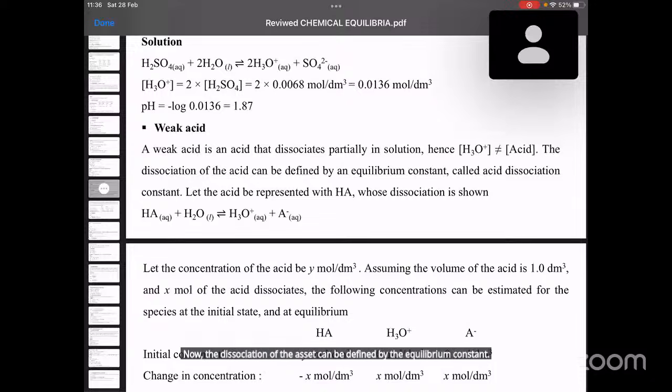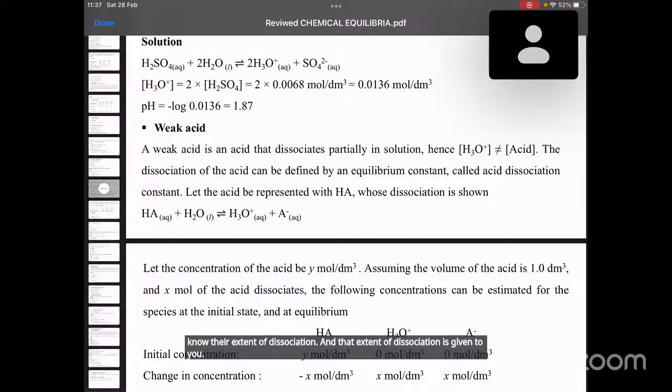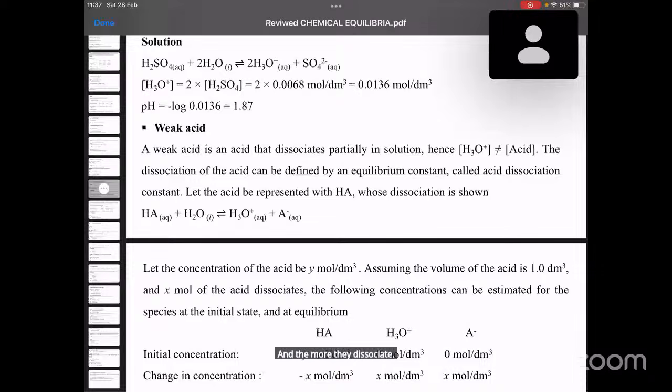That is, to be able to calculate the amount of hydrogen ion you have for every mole of that acid, you must know their extent of dissociation. And that extent of dissociation is given to you. And this is important because you can't have the hydrogen ion without the dissociation of the acid. And the more they dissociate, the more hydrogen ion you have.